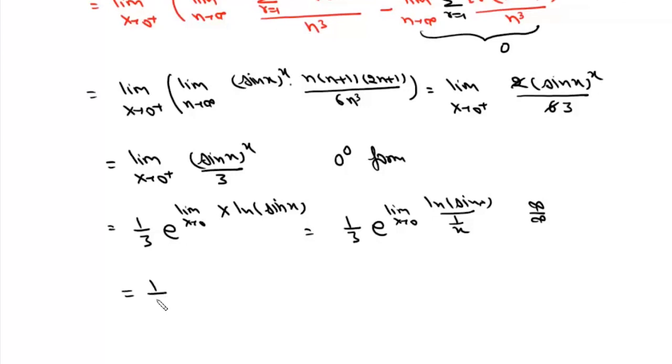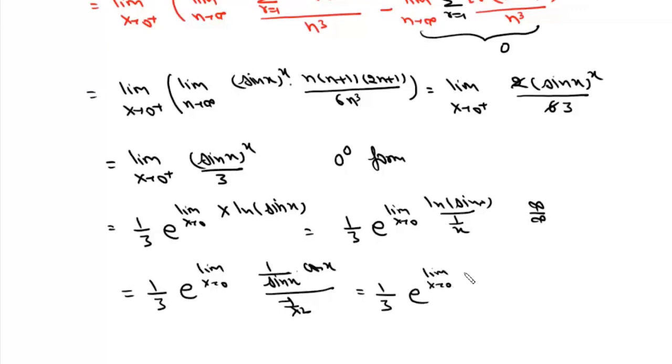Now if we use L'Hopital's rule, we can write this as 1 by 3 e to the power limit x tends to 0 of 1 upon sin x into cos x, and then it will be minus 1 upon x square. So this is 1 by 3 e to the power limit x tends to 0 of minus x upon sin x and then into x cos x. X upon sin x is 1 and x is 0. So this is e to the power 0 and e to the power 0 is 1. So the answer to this limit is 1 by 3.